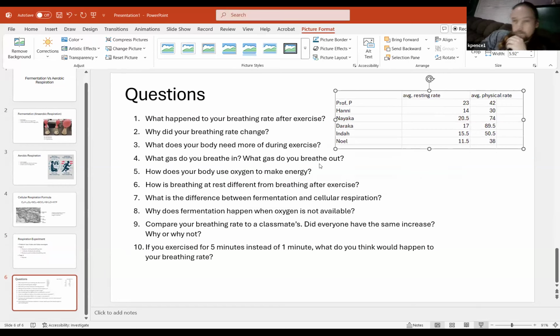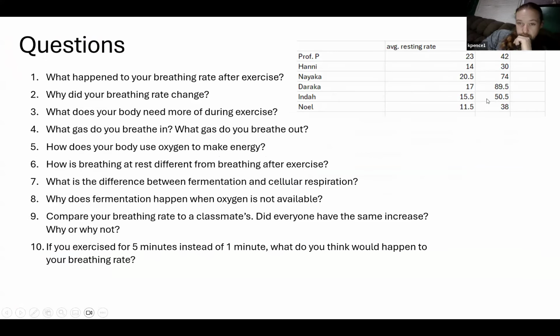Okay. So some review questions. What happened to your breathing rate after exercise? So what trend do you say happened? Did it go up or down? Comparing everybody's resting rate to their physical activity rate, right? Would we say that it increased or decreased?